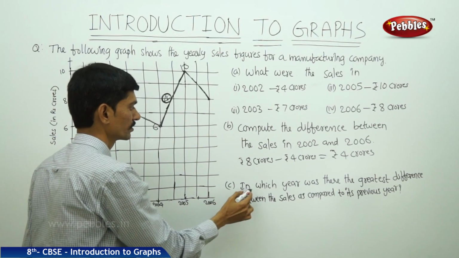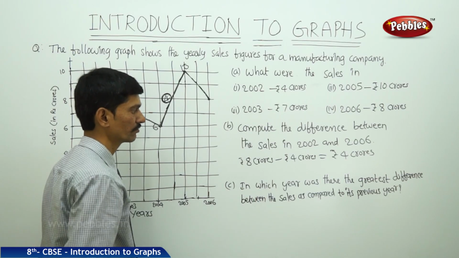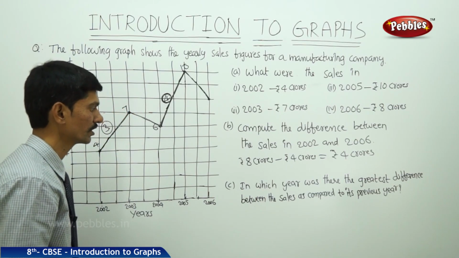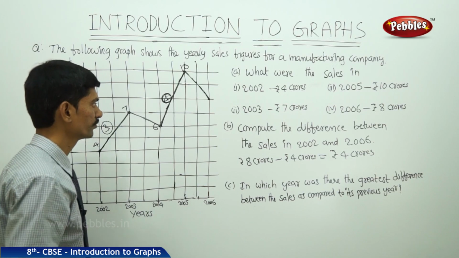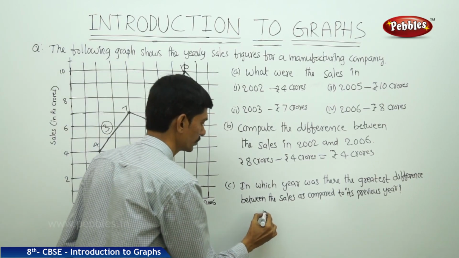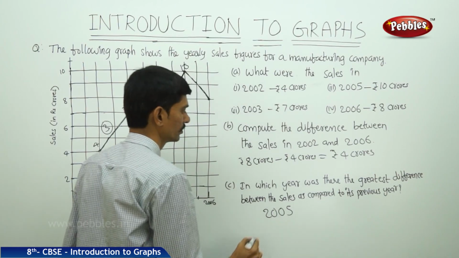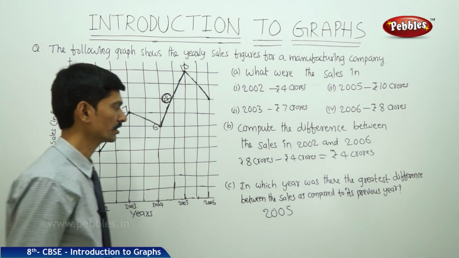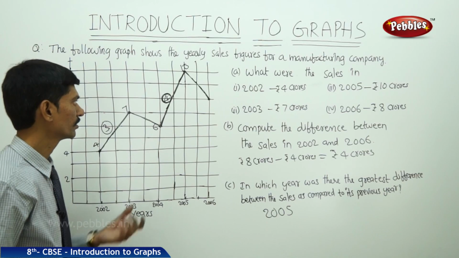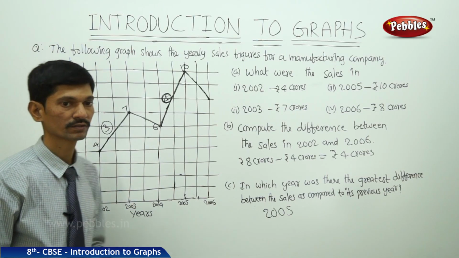So in the year 2005, there was the greatest difference between the sales as compared to the previous year. We can write the answer 2005. In this year 2005, there was the greatest difference between the sales when compared to the previous year.